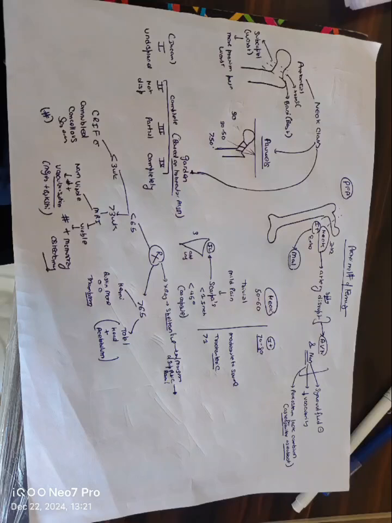And coming to the third classification, which is the Garden's classification, which classifies into four types: 1, 2, 3, 4. First one is the incomplete fracture, then come the complete fractures. In the incomplete, it's undisplaced. Type 2 is complete but not displaced. Type 3 is complete but partially displaced. Type 4 is complete fracture and completely displaced.